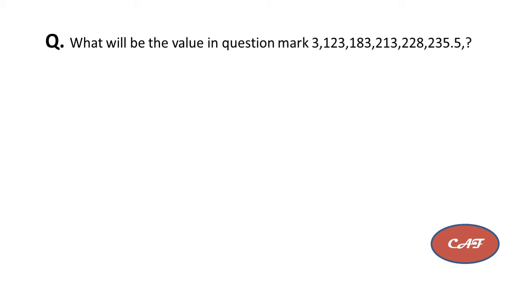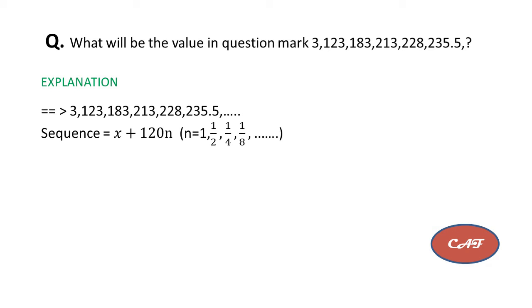Next question. What will be the value in question mark? Same like the previous one. But here, if you see, the increment from 3 to 123 is very high. After that, the increment is very less. Okay, we will see. From 3 to 123, the increment is 120. 123 to 183, the increment is 60. 183 to 213, the increment is 30. So the numbers are increasing only, but the increment is reducing to half each time.